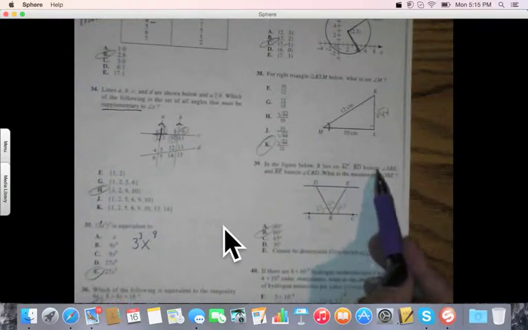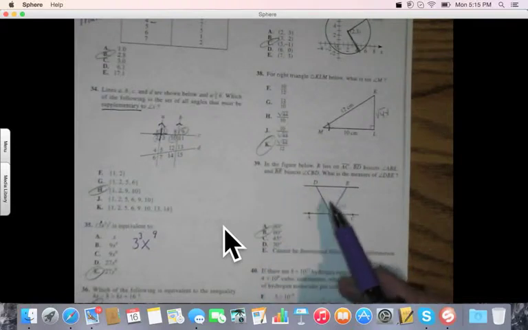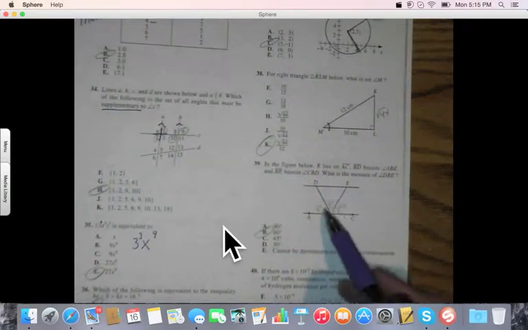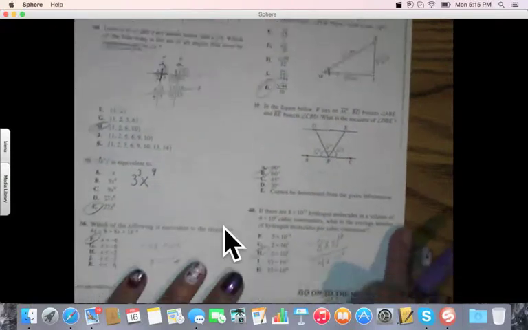Let's see, BD bisects angle ABE. And BE bisects angle CBD. What is the measure? So all 3 of these were equal. So I took 180 divided by 3. So that gave me the 60.